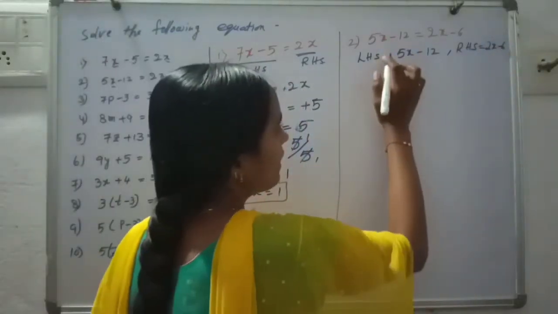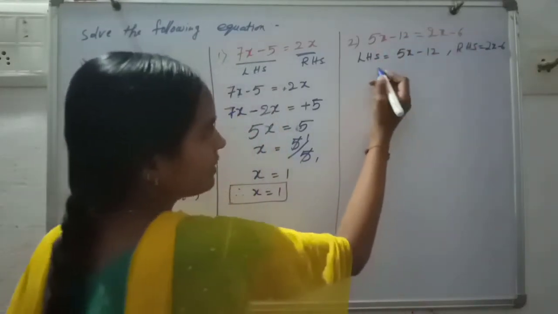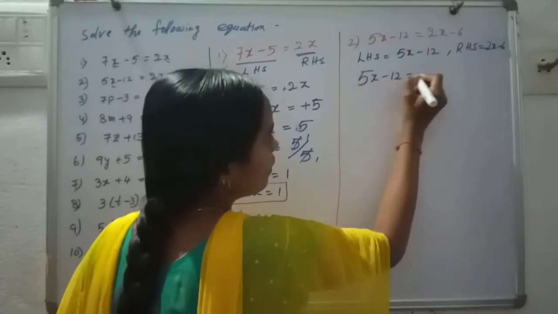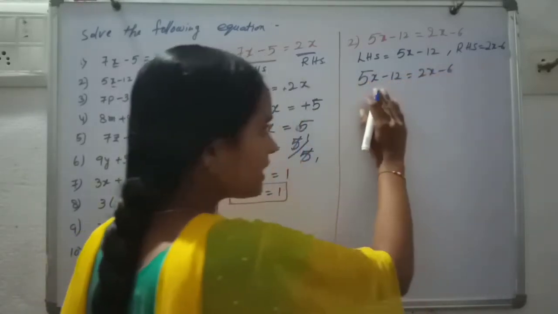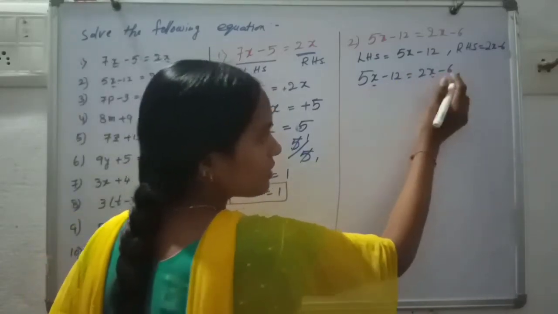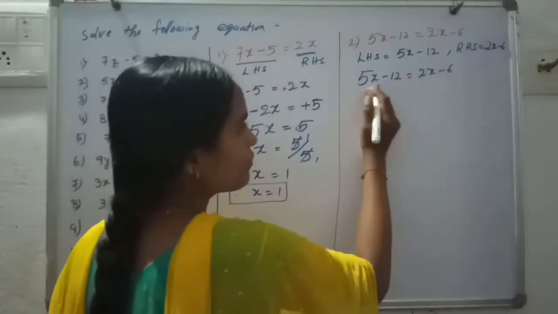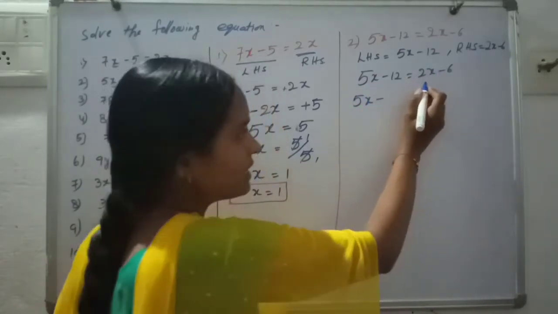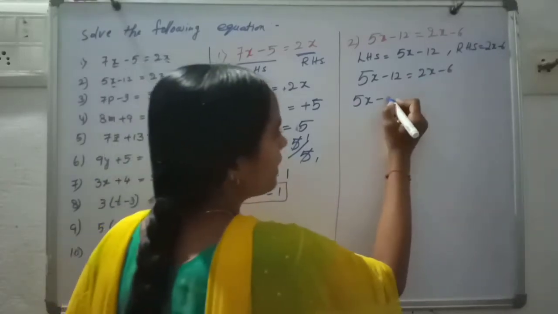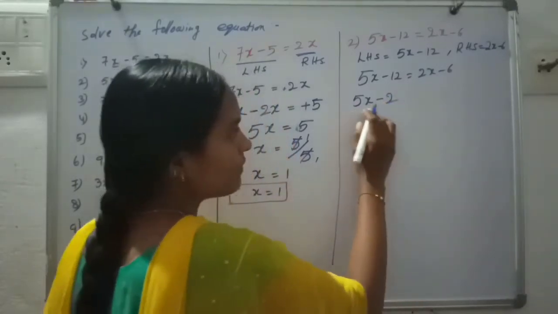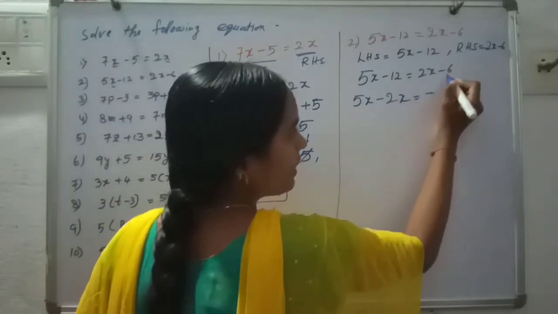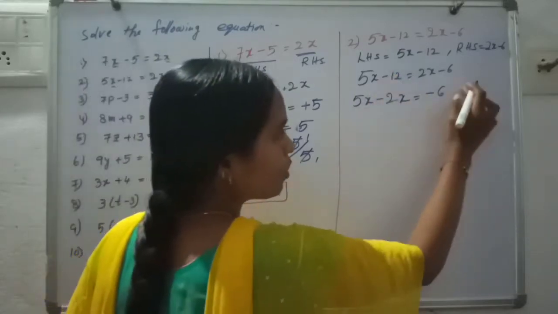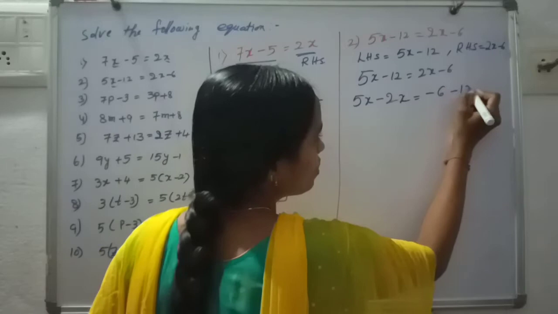Now here, LHS and RHS. Let's find these values. 5x minus 12 equal to 2x minus 6. Here also x, here also x. Then I am writing the x terms on one side. 5x has a plus, then when it comes to this side it is replaced with minus. 5x minus 2x equal to minus 6. Here minus 12 goes to this place as plus 12.